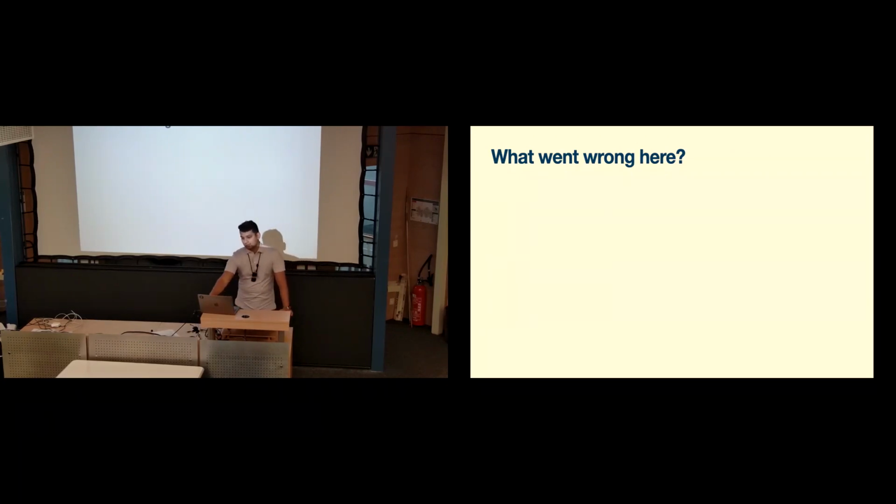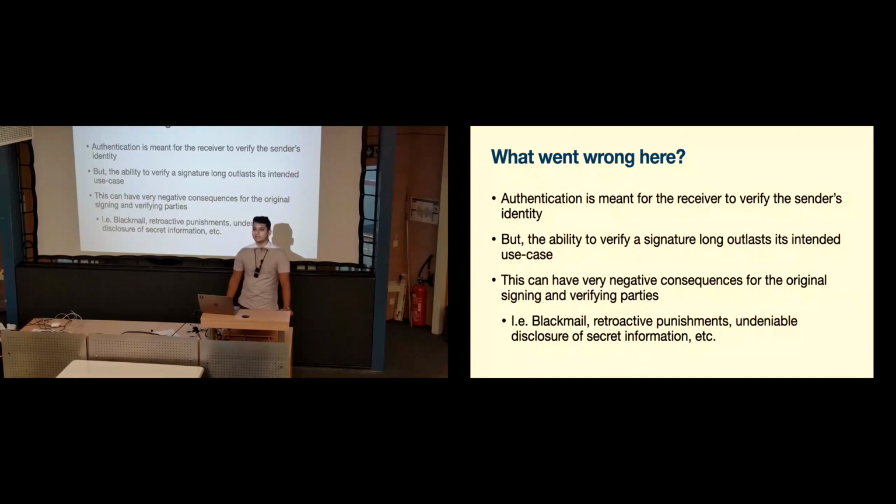The point is that in an email-based communication, and honestly any other communication where you need authentication, the authentication is only meant for the receiver to verify the sender's identity, right? But the ability for them to verify a signature is everlasting. They can take that 5 years later, 10 years later, however many years later, take that to a third party and prove that this message is actually attributable to the individual sender, right?